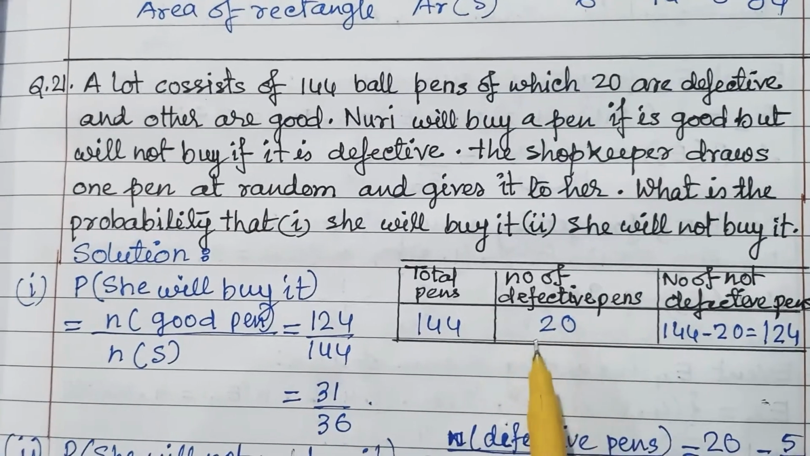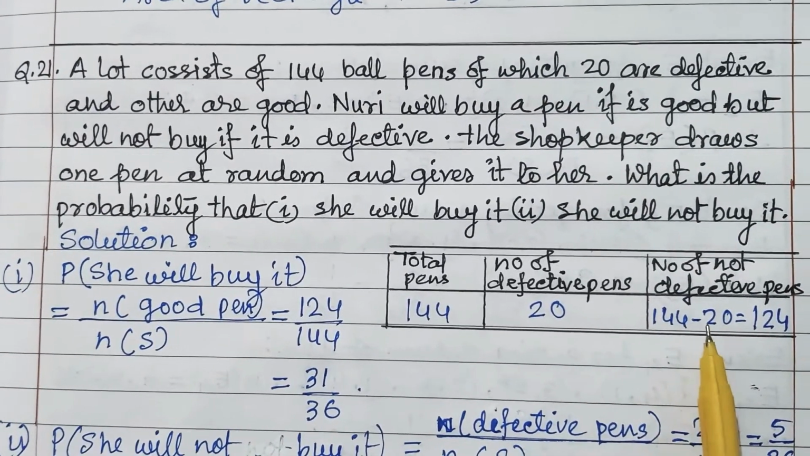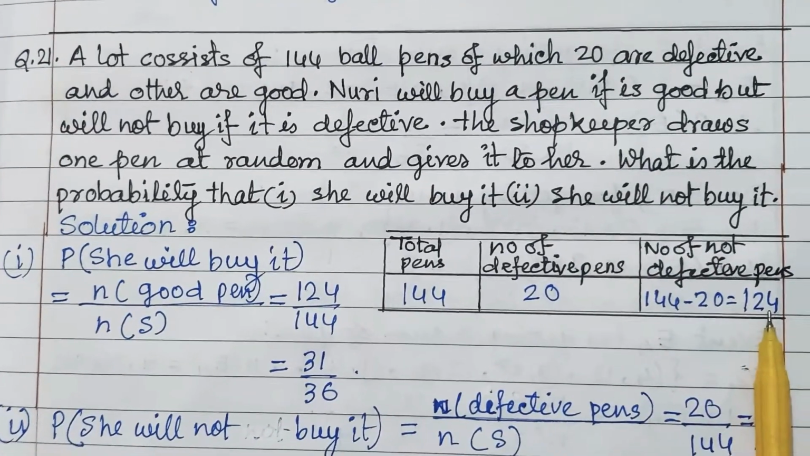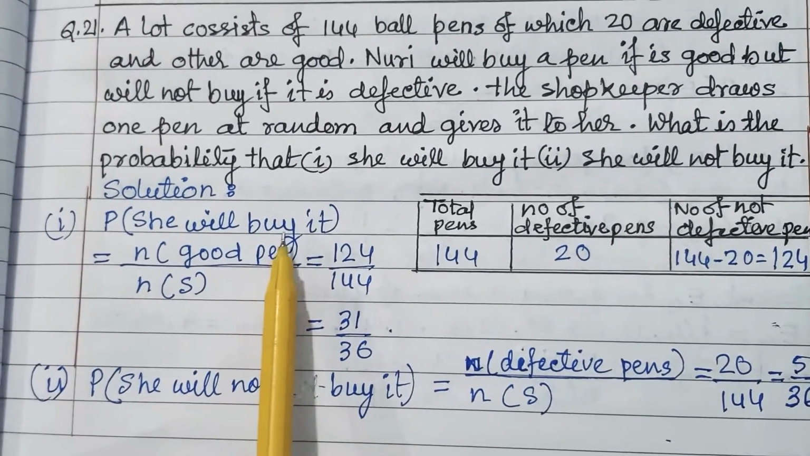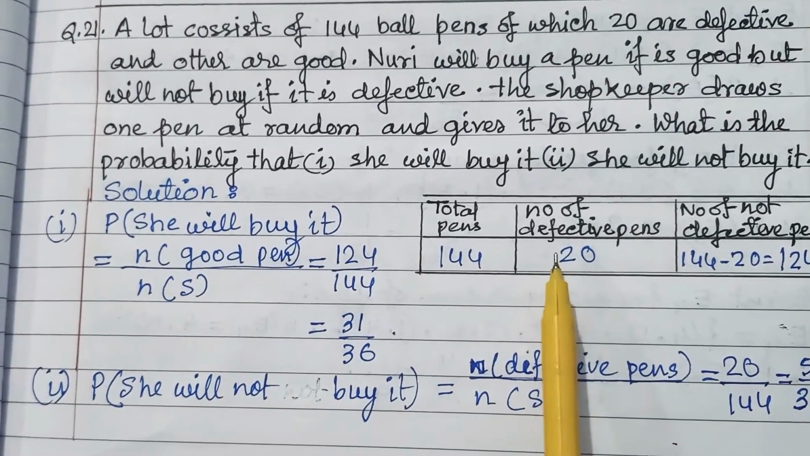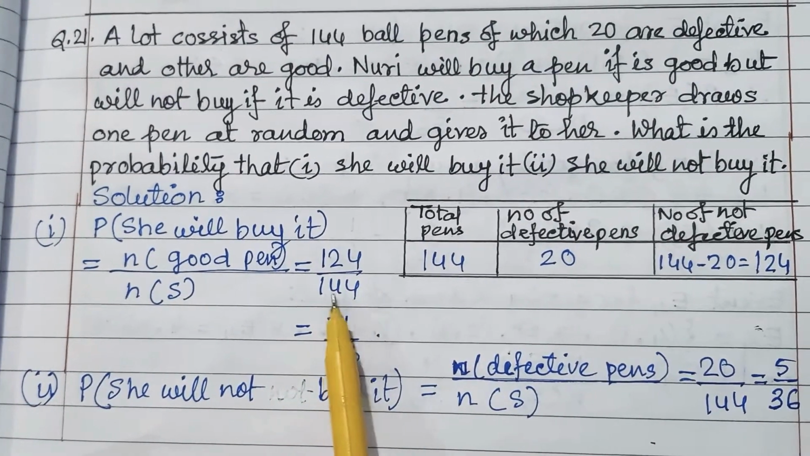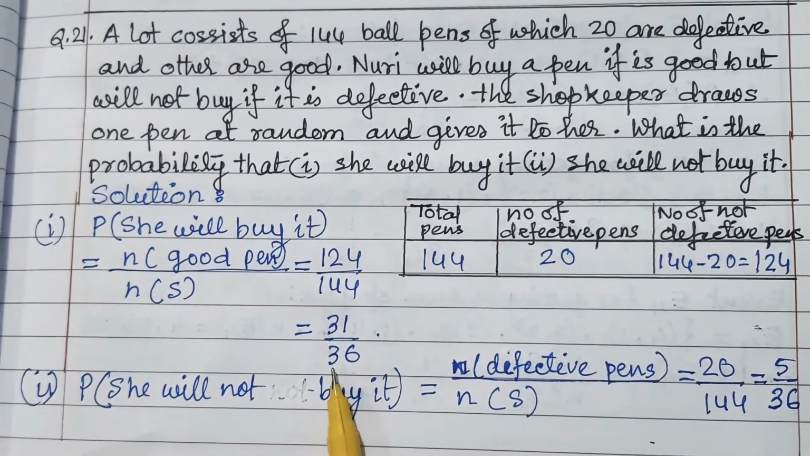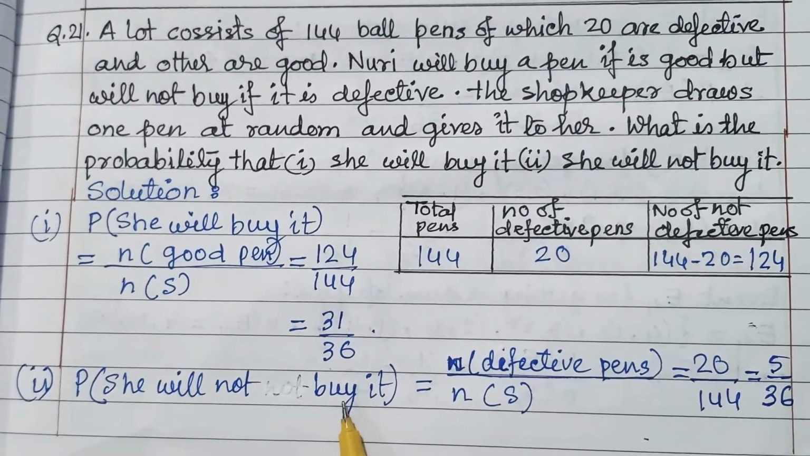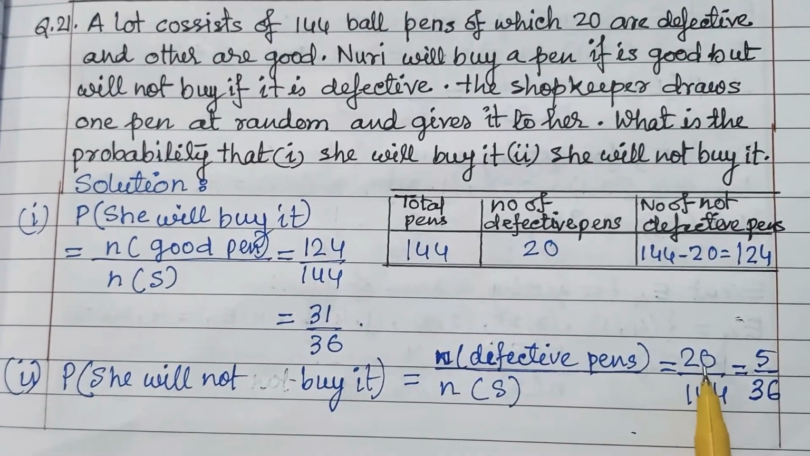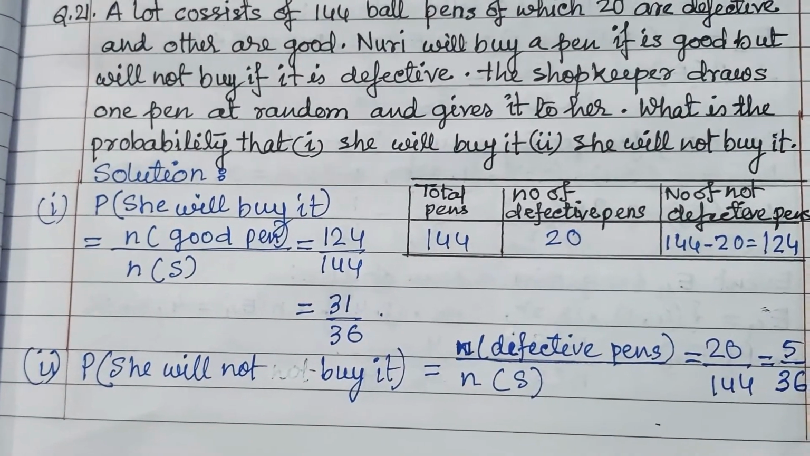Number of defective pens is given as 20. So number of non-defective pens is 144 minus 20, which is 124. Now she will buy, that means the good one. Good pens is 124. The probability is 124 upon 144, that is 31 upon 36. And she will not buy it, that means the defective one. So number of defective pens is 20. 20 upon 144, that is 5 upon 36.